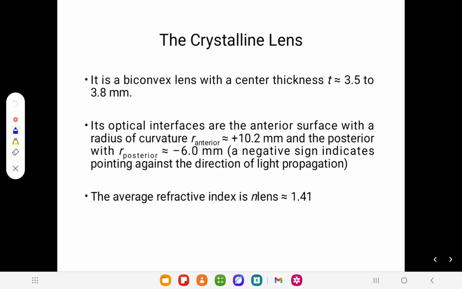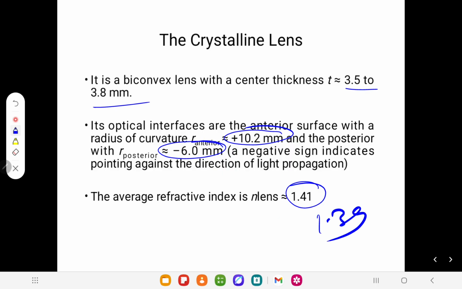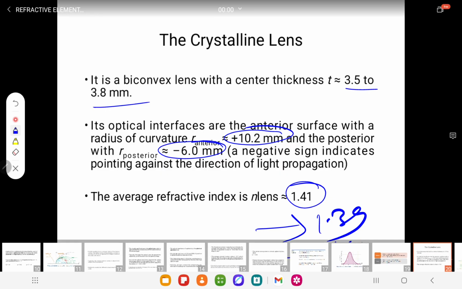Okay. So let's come to the crystalline lens. The crystalline lens is biconvex, with a central thickness of around 3.5 to 3.8 mm in an adult. Its optical interfaces are the anterior surface with this radius of curvature, and the posterior surface with this radius of curvature. The average refractive index of the lens is this, but we know that the cortex has one refractive index and the nucleus has another refractive index, which is this, isn't it?